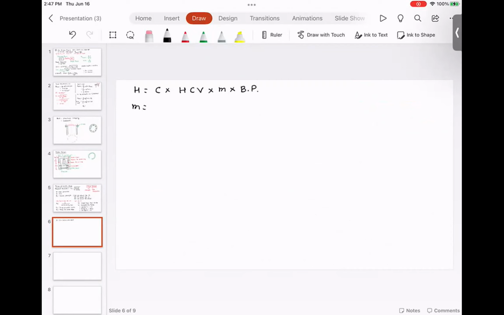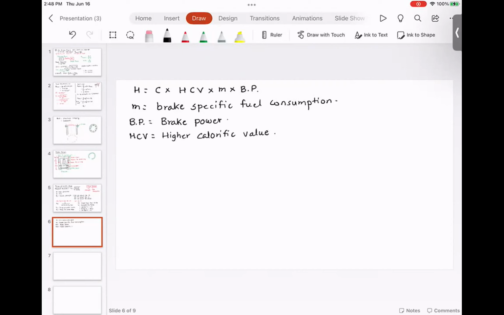So M is brake specific fuel consumption, Bp is the brake power, HCV is the higher calorific value, and typically for gasoline it is 45 times 10 to the power 3 kilojoules per kg. C is 0.05.